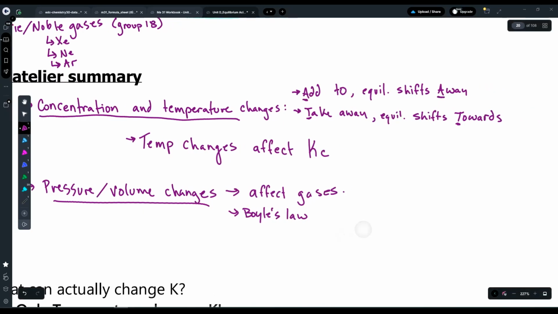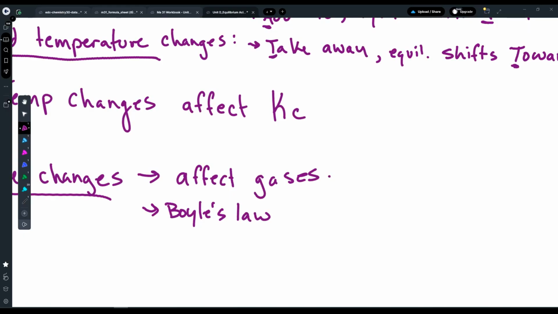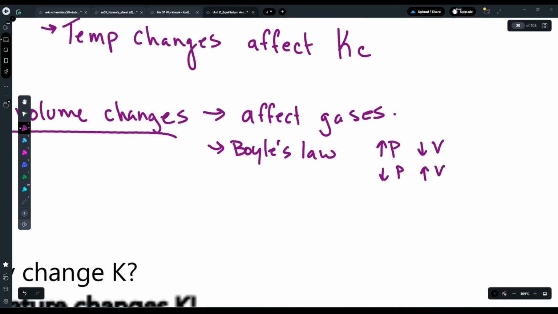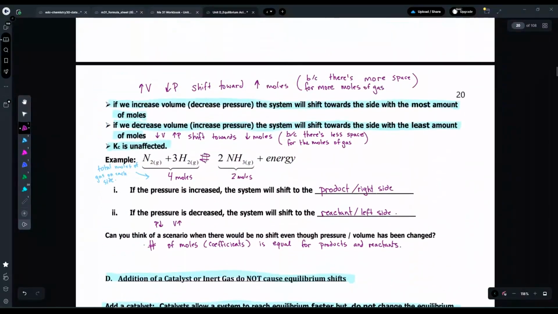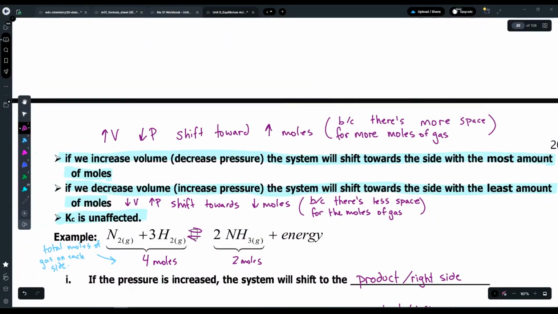Okay, so Boyle's law states that there's an inversely proportional relationship between pressure and volume. Okay, so when pressure increases, volume decreases. When pressure decreases, volume increases. So with pressure and volume changes, I find it's more useful to focus on what's happening with volume, just because as we wrote in our notes, it makes a little bit more sense if you focus on what's happening with volume, because you can either figure out if there's more or less space for your moles of gas.